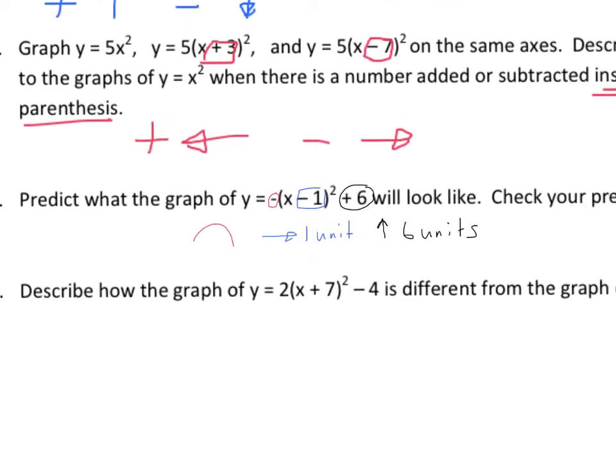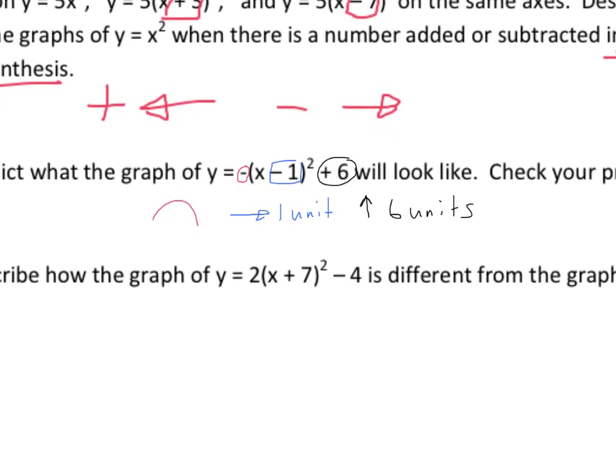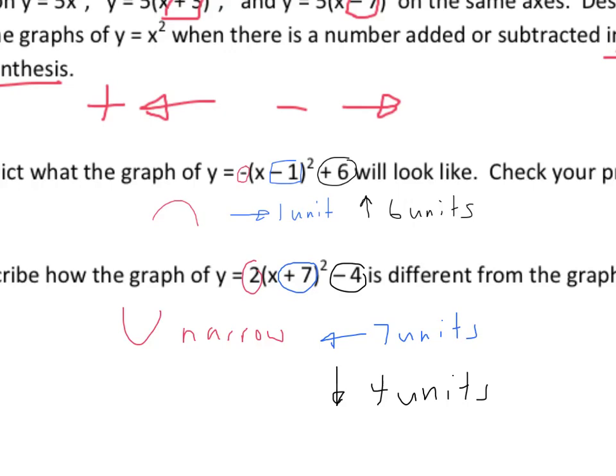What will happen? Well, again, we notice that we have a positive 2, so it's going to open up. It's a value greater than 1, so it's going to be narrower, so I'll say narrow. You have a plus 7 here, so it's going to shift left 7 units. And you have a minus 4, so it's going to shift down 4 units. And this ends a brief overview of the exploration for Lesson 8.3, Video 1.